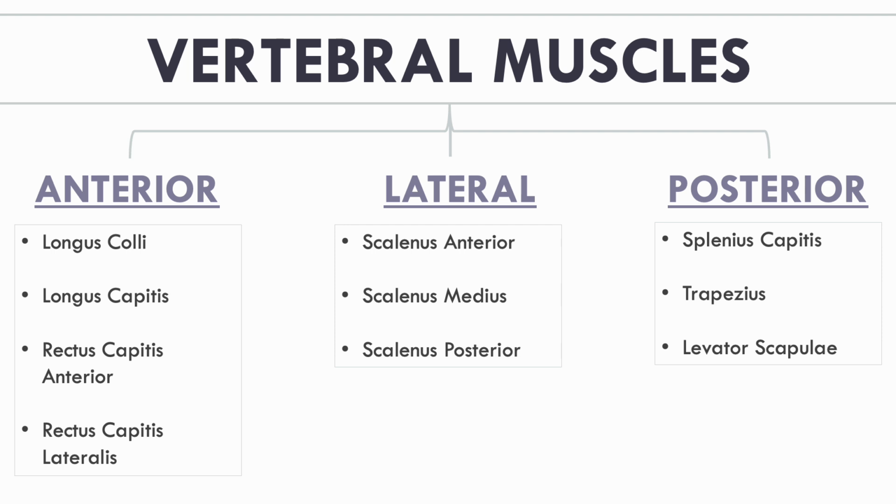So the anterior group includes the longus colli, the longus capitis, the recti capitis anterior, and the recti capitis lateralis. And the lateral group contains the scalene muscles: the scalenus anterior, medius, posterior, and minimi. The anterior and the lateral vertebral muscles are together known as the prevertebral muscles. The posterior muscle group is a little tricky.